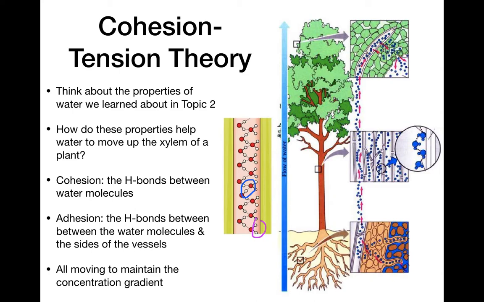The tension part of this model is the fact that this tension from transpiration, this pulling of the water, is maintained throughout the entire plant because of the solid structure of the xylem vessels. Because they are so rigid, it allows them to maintain that tension. So we have the cohesion and tension being able to pull the water all the way up the plant.